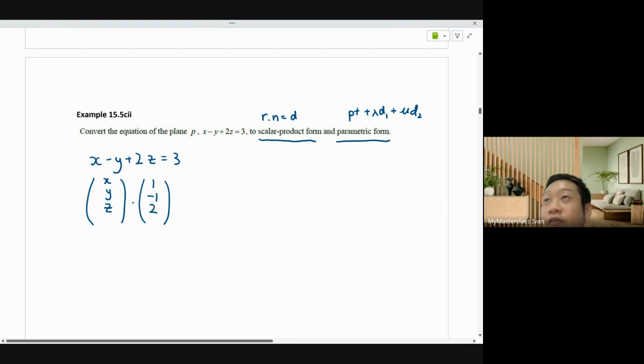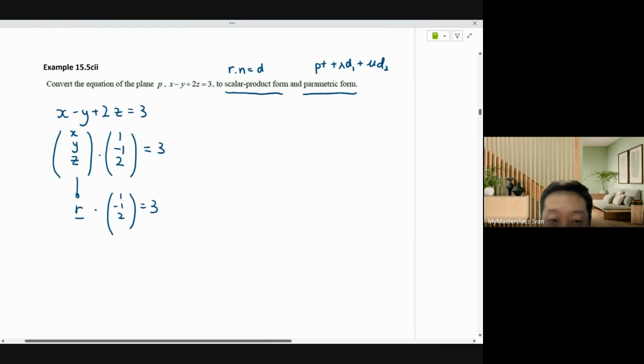So this is called the reverse of dot product. Equals 3. x, y, z means R. R dot (1, minus 1, 2) equals 3. R will always be there. R is any point on the plane, actually.